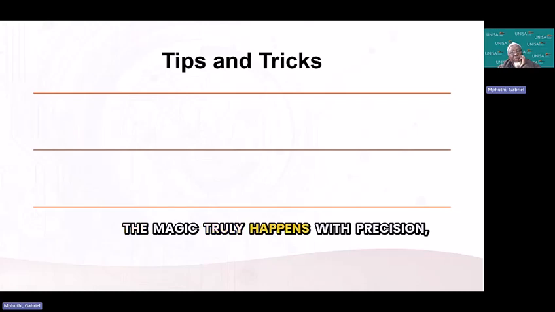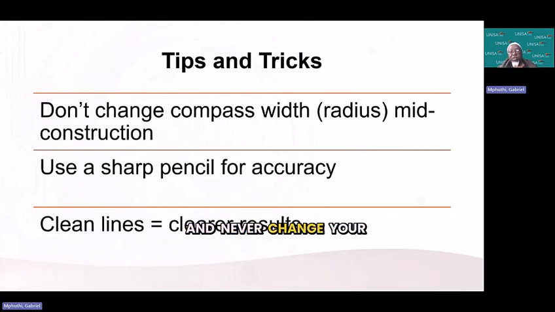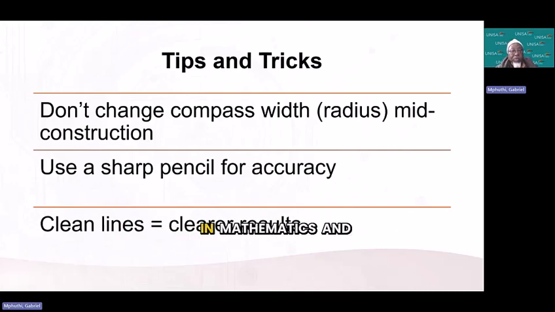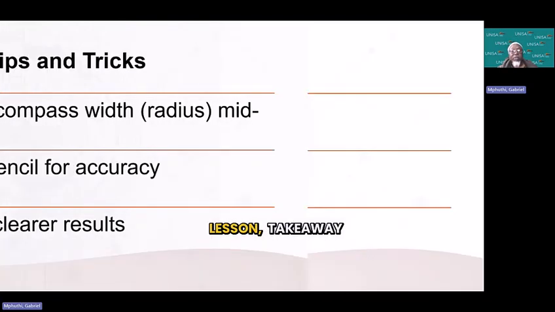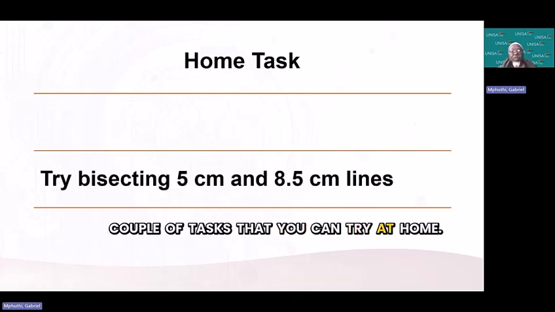Remember, the magic truly happens with precision, clean lines and clearer results. Always use a sharp pencil for clear marks, and never change your compass width or radius once you've set it for the initial arcs. This foundational skill of constructing perpendicular bisectors is incredibly important. It's a building block for many more complex geometric constructions that you will encounter in mathematics, and hopefully even in the next lesson.